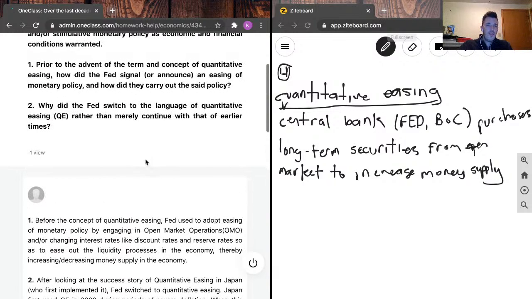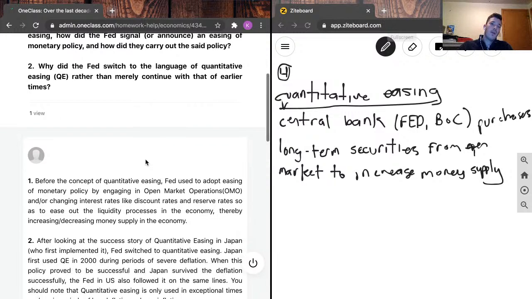So the answer to the first question, before the concept of quantitative easing, the Fed used to adopt easing of monetary policy by engaging in open market operations, as I mentioned earlier, and or changing interest rates like discount rates and reserve rates so as to ease out the liquidity process in the economy. So obviously the coronavirus hit recently. As a result, many governments have taken to reducing the overnight interest rate, thus making it easier to borrow. And so there's more liquidity and people are freer to spend.